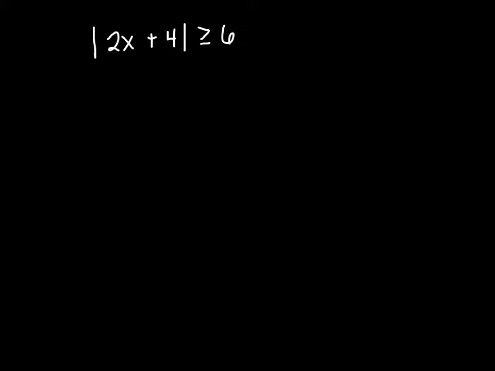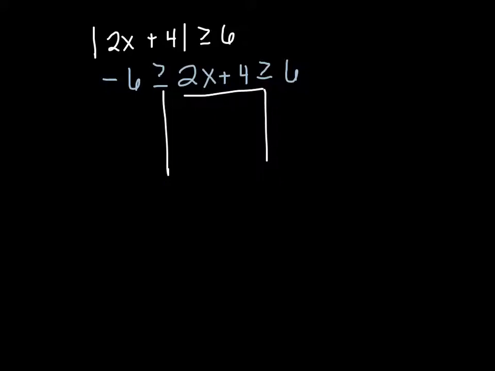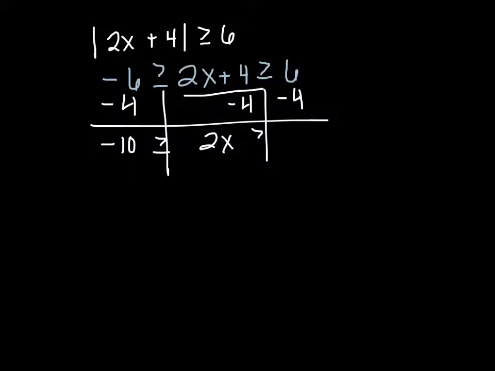The next problem, we're going to do the same thing. So we're going to write 2x plus 4 greater than or equal to 6. The symbol goes in the same direction. I have the opposite number. So we're going to go ahead and draw lines again because sometimes it helps. Whatever I do in the middle, I do to the outside. So I'm going to subtract 4 from both outsides. So I have -10 greater than or equal to 2x greater than or equal to 2.